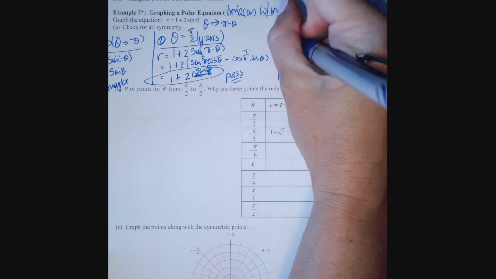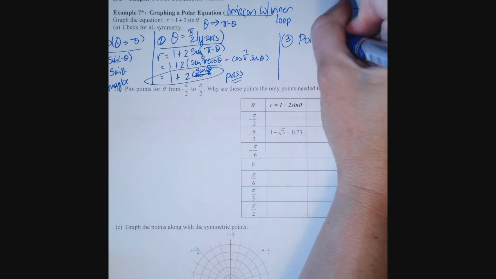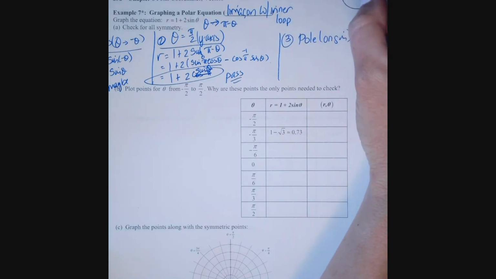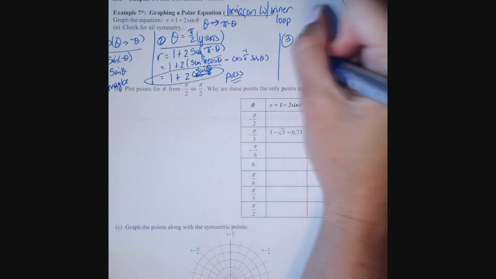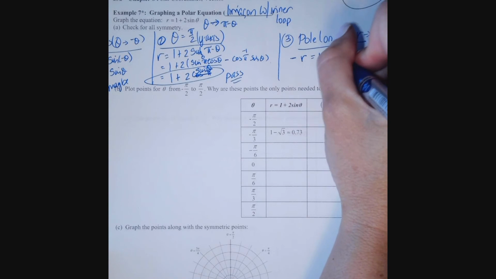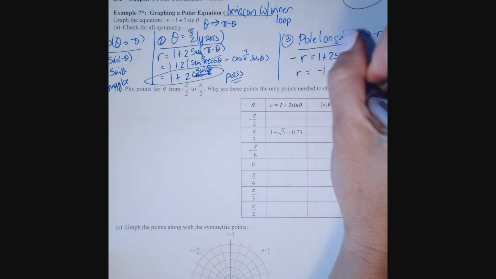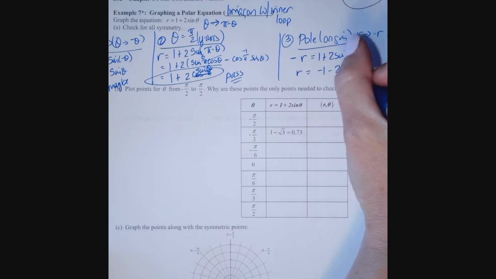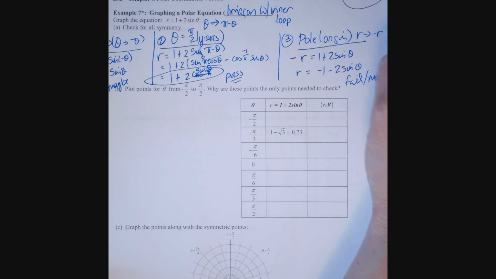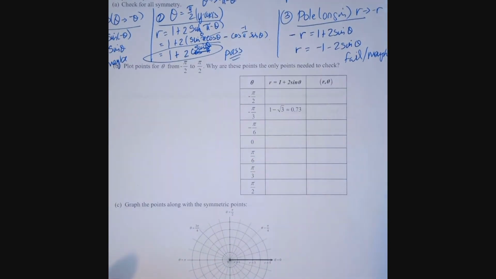Now let's do our third symmetry test to check for pole or origin symmetry, and we do that by replacing R with negative R. So I would have negative R equals 1 plus 2 sine theta, which would be R equals negative 1 minus 2 sine theta, which is not the same as what I started with, so this is a fail. We can't totally discount that symmetry, but we can't count on it, we can't use it.